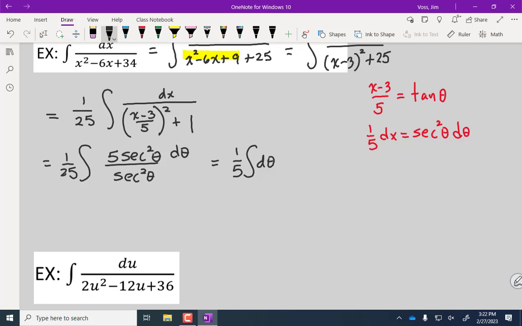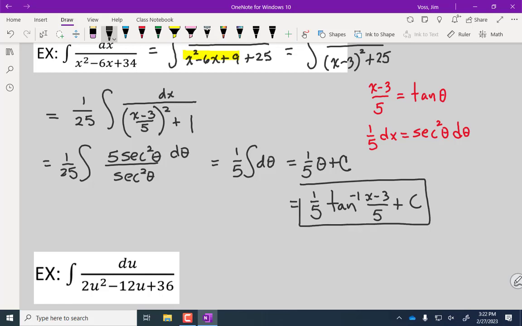Secant squared's canceled. 5 pops to the front. Integral of d theta is theta plus C. And then what is theta? Theta is inverse tan. And that is our answer.